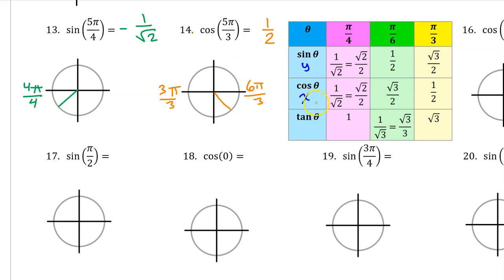On the unit circle, cosine is the x value. X values are positive in the fourth quadrant. We are to the right of the y-axis. So we will leave the answer as positive 1/2.